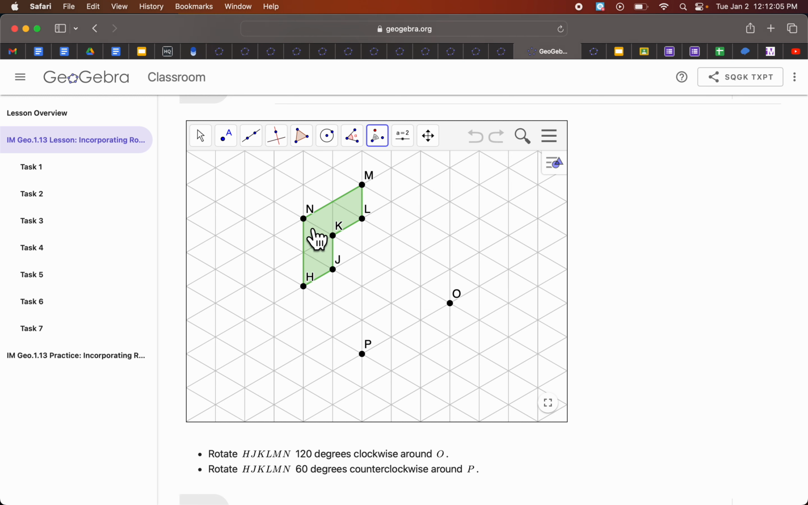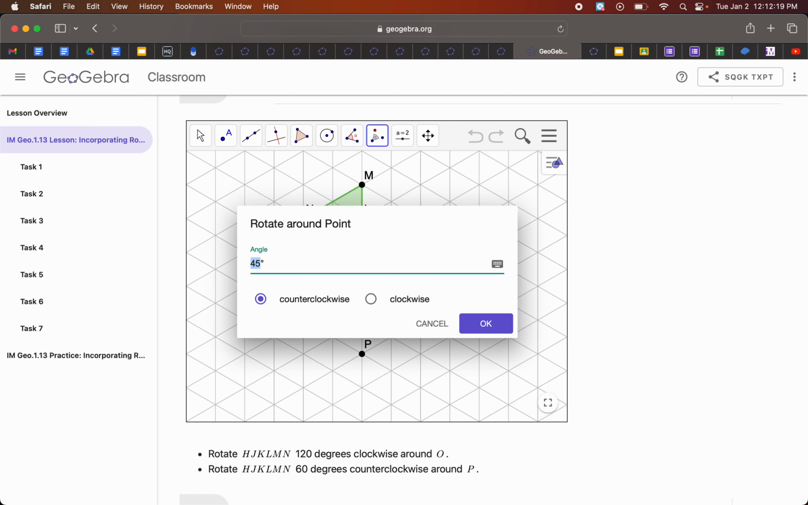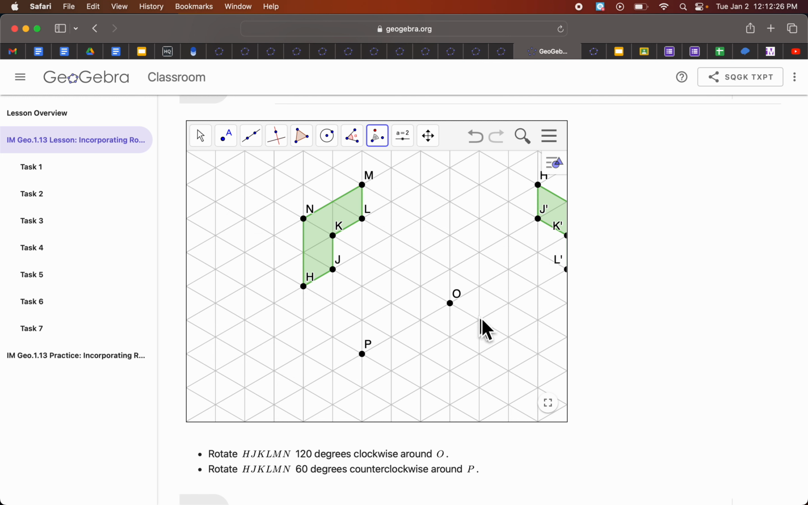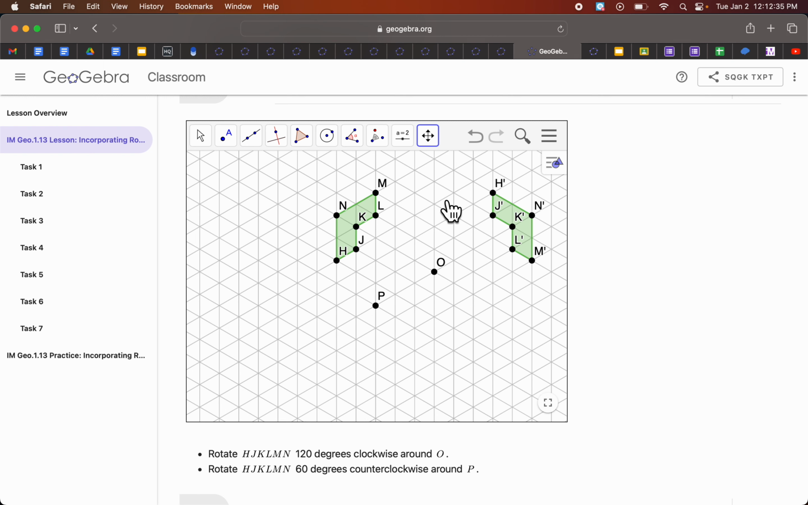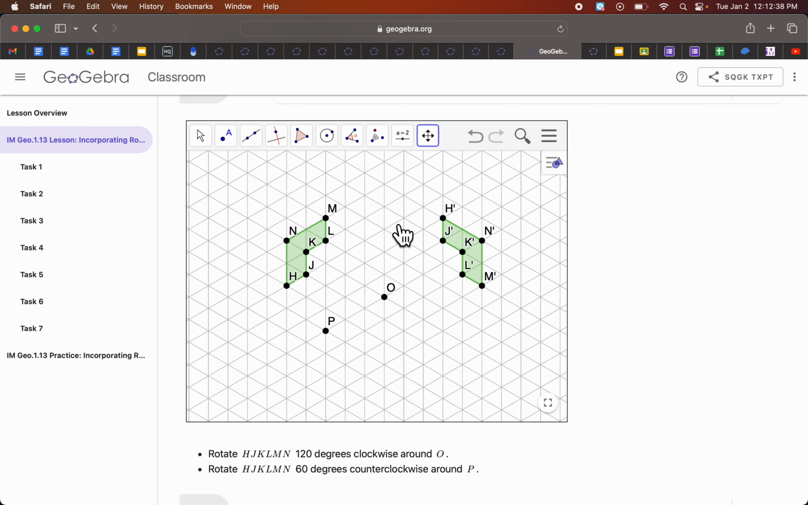Select the object. Be careful not to click on the edge or a corner. You've got to select the middle, and you'll notice that the whole edge lights up a little bit. I'm going clockwise around O. So we have 120 degrees, and it says clockwise, so I select clockwise. Boom. Okay, put it over there. Let me zoom out just a little bit, and move the screen a little so that we can get things in the middle and see where we're at.